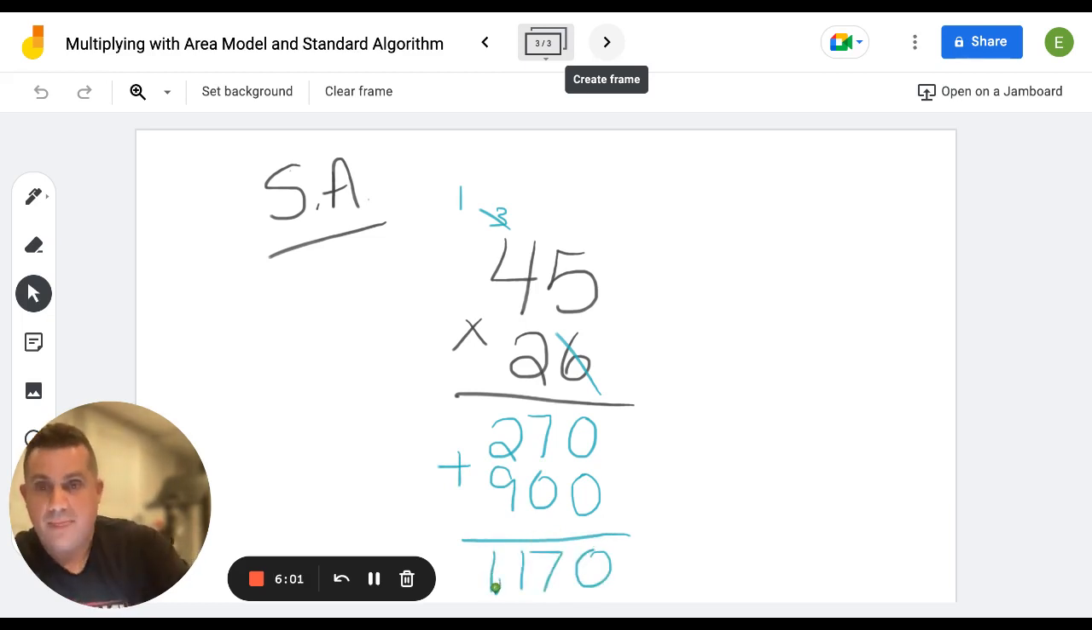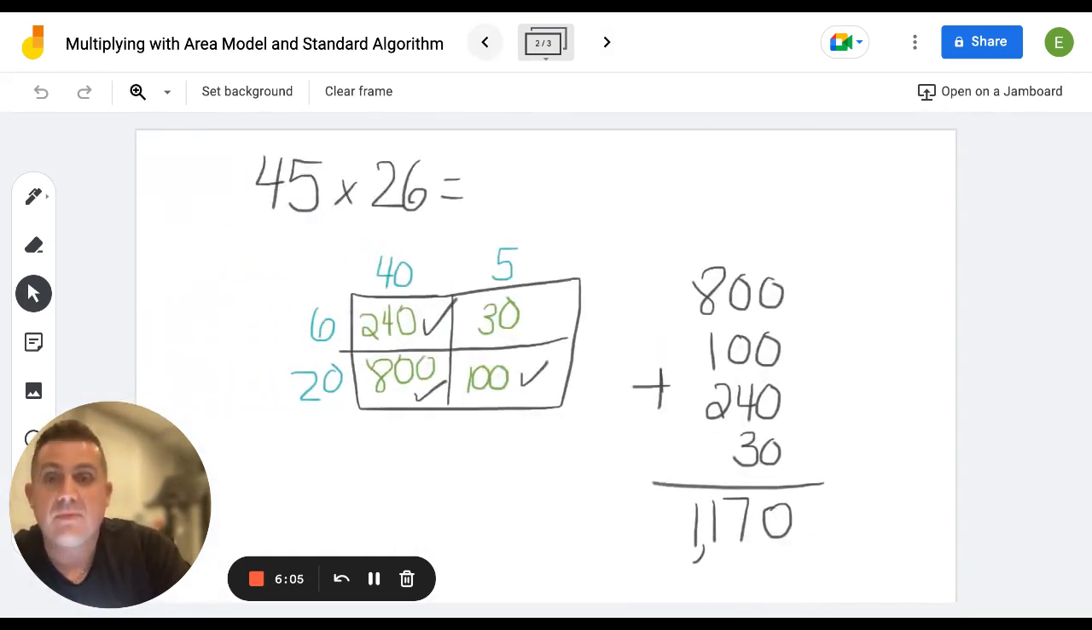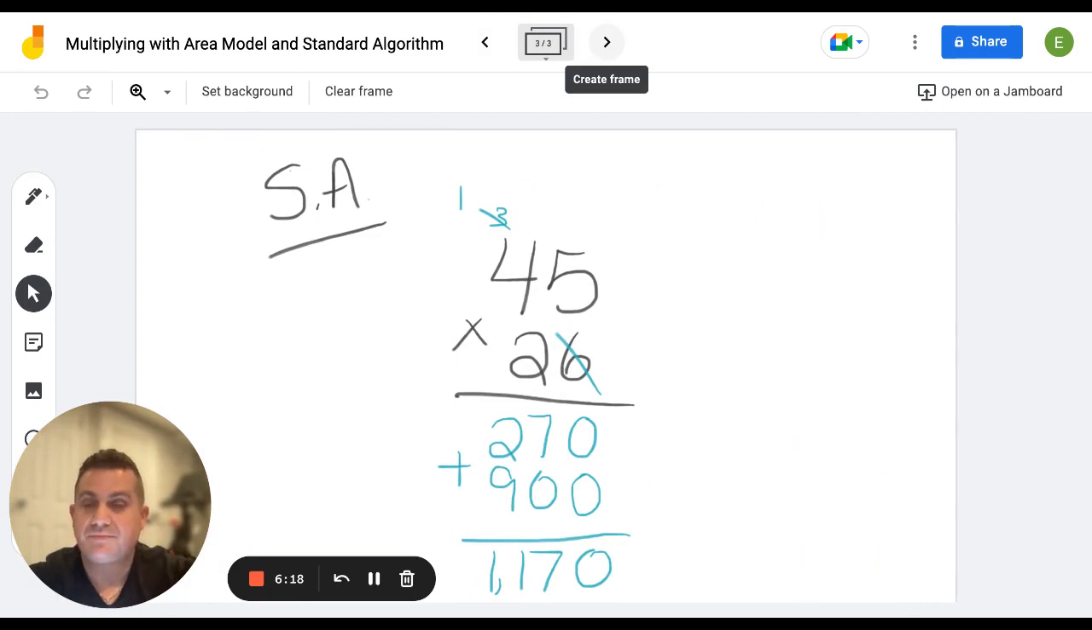Does 1,170 line up with our 1,170 right there? So area model, standard algorithm gives you the same product. Okay.